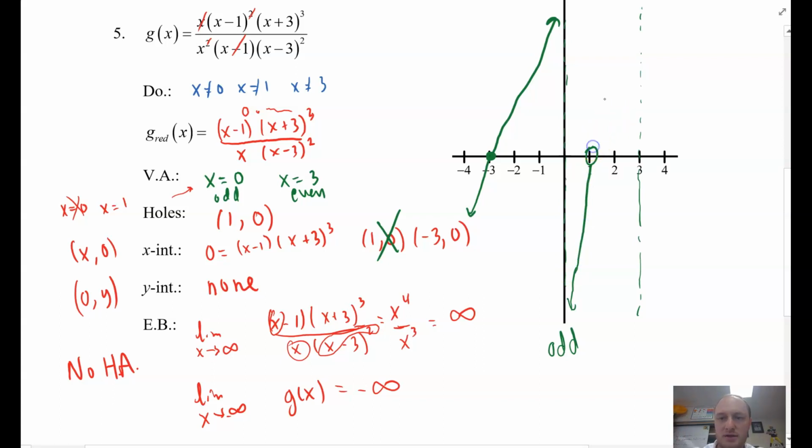And I have a hole there. I'm going to go up. And at the other asymptote, which is even, this graph is going to come from up here, right? And I know that my other end behavior on this end is positive, so I'm going back up this way, right? And no intercept over here. So that's kind of what this graph looks like.